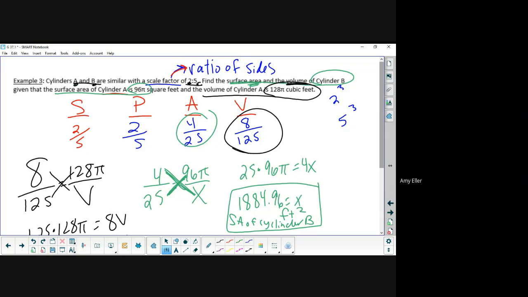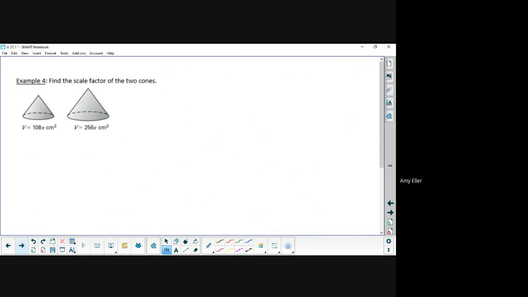All right, flip the paper over, please. Example 4, find the scale factor of the two cones. We've been given the two volumes. Let's start with SPA. Size, perimeter, area, and then volume.